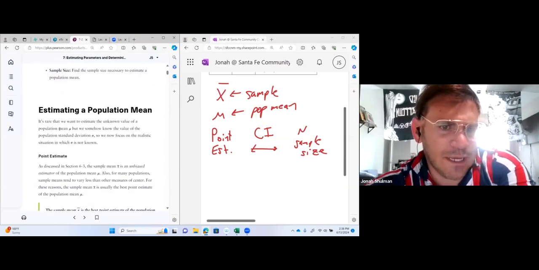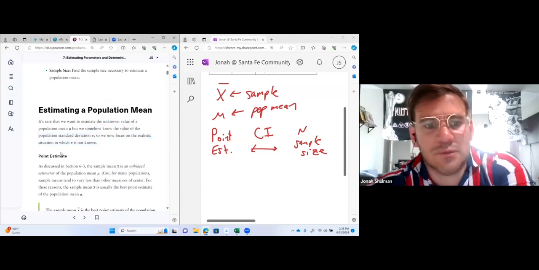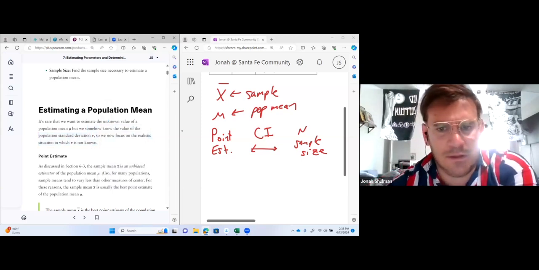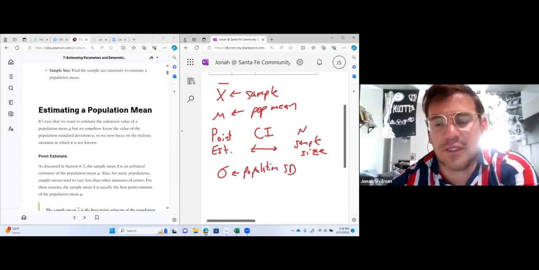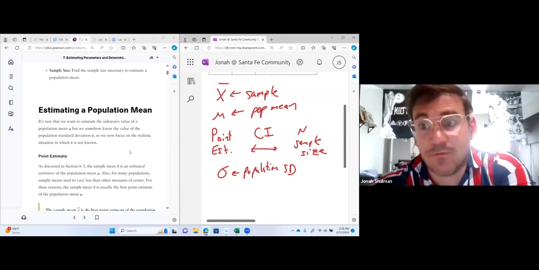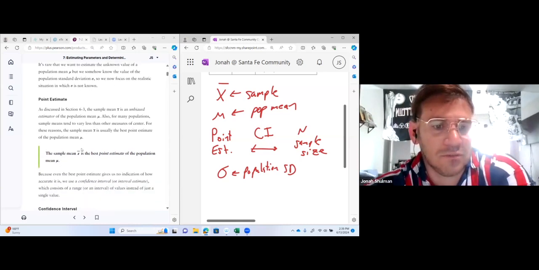It's rare that we want to estimate the unknown value of a population mean but somehow already know the value of the population standard deviation. Now we focus on a realistic situation in which the standard deviation is not known. In the past, when we were doing these, we had the population standard deviations to do the problems, right? However, that's not really realistic. Usually we have to find these things. We can't just say, I think it's going to be this.